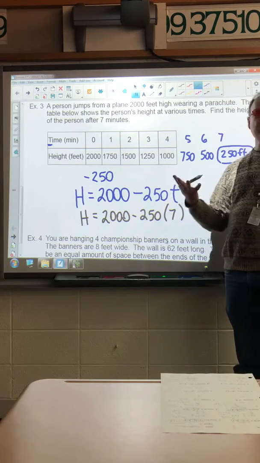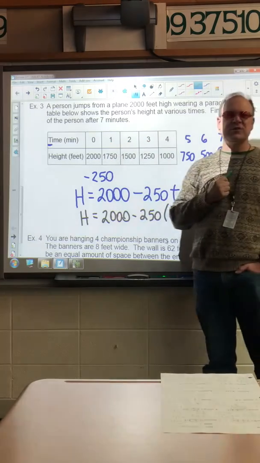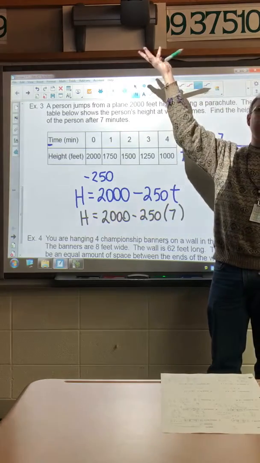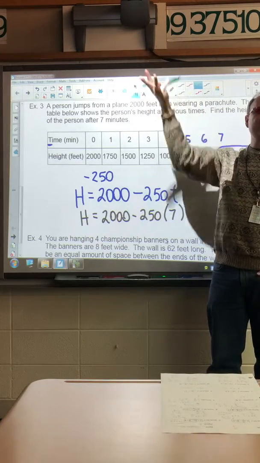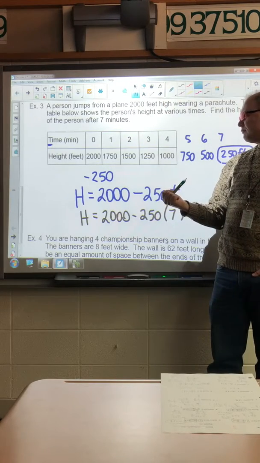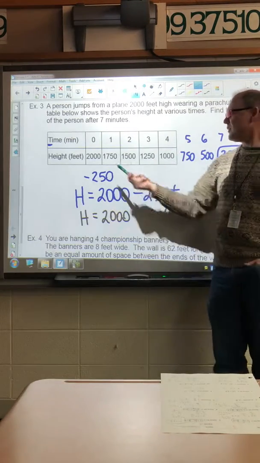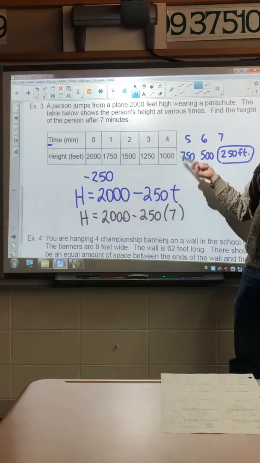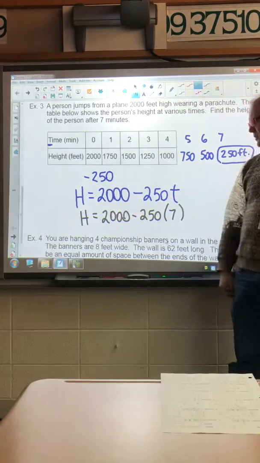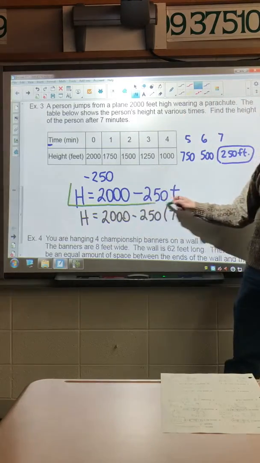But if there was a situation that took longer to hit the ground, so what if it took like 500 minutes for an astronaut to drop from space down to the ground? And you wanted to figure out, okay, after 60 minutes, how far are they? So it'd be a lot more work to subtract 250 like 60 times. So something like that, having a formula would be more helpful.